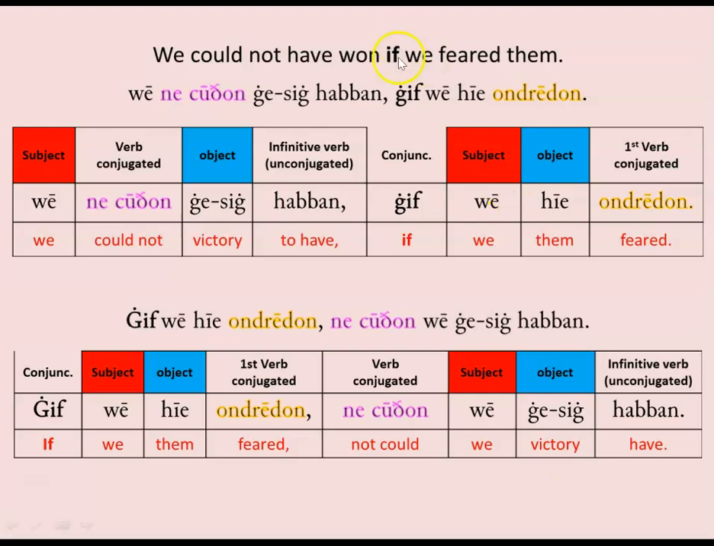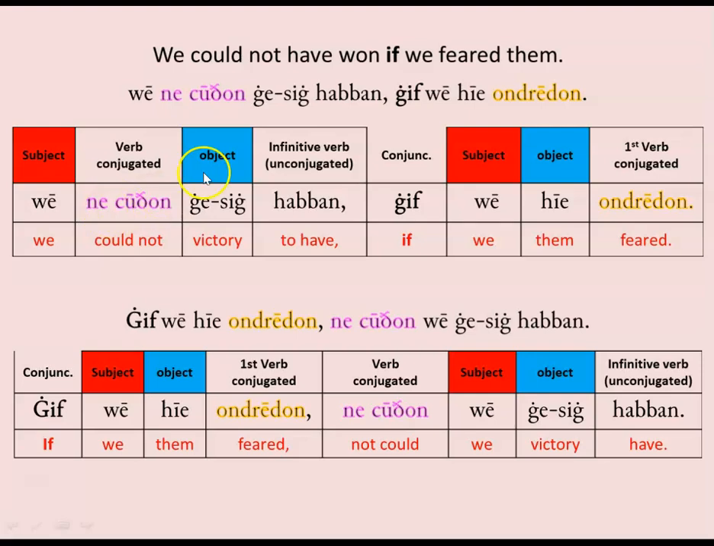Okay, we could not have won if, subordinating conjunction, we feared them. So, we ne cudon sige habban, if we follow the rules that throughout these videos, if we him on ondredon. Now notice the comma there, then comes the subordinating conjunction and the subordinate or secondary clause. Okay, we ne cudon sige habban, if we him on ondredon.